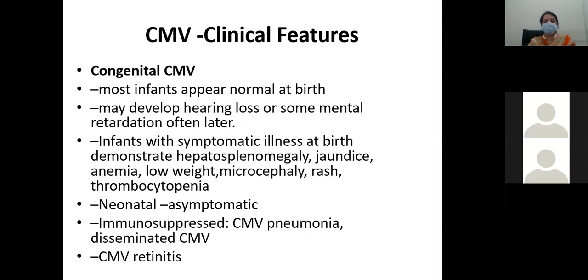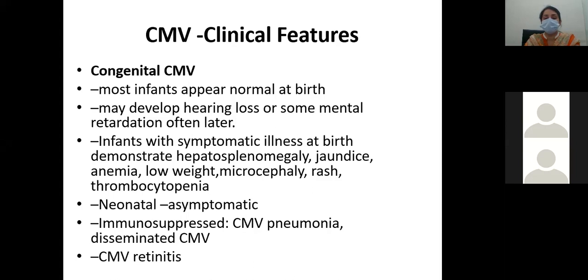Okay, then there is congenital cytomegalovirus. Most infants appear normal at birth, but they may develop hearing loss or some mental retardation, often later after this infection. Infants with symptomatic illness at birth demonstrate hepatosplenomegaly, jaundice, anemia, and they can have low weight, microcephaly, rash and thrombocytopenia.